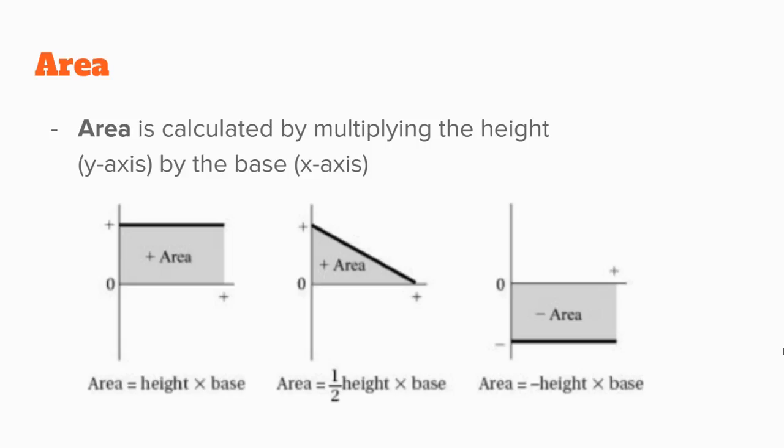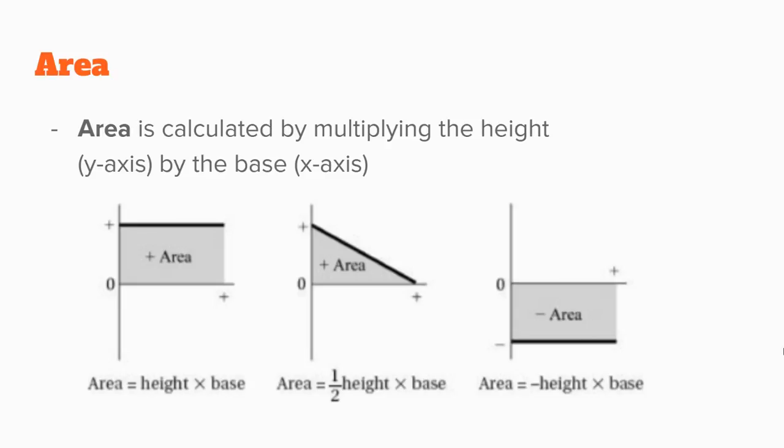Let's go to area. Area is calculated by multiplying the height, which is y-axis, by the base, x-axis. There are various formulas to calculate area, but to name some, for rectangles, we can calculate area by height times base. For triangle, 1/2 height times base. But when the height is negative, since we have to get a positive value of area, we multiply by -1 to height. So negative height times base.